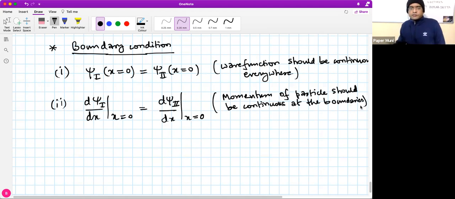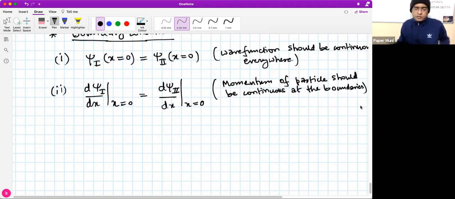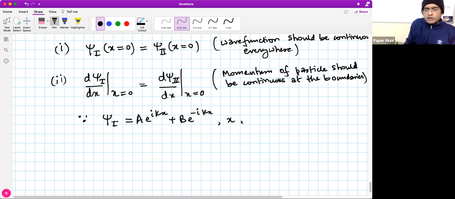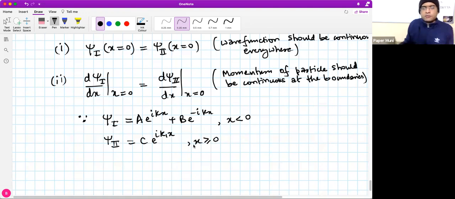All right, now we have this thing. Let's write down the waveform which we had, which is psi 1 = a e^(ikx) + b e^(-ikx) for x less than 0, and psi 2 = c e^(ik1x) for x greater than or equal to 0.